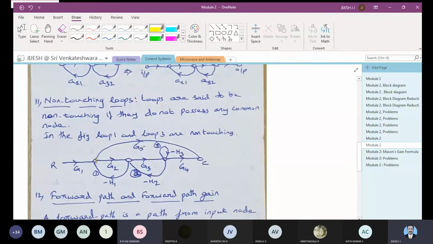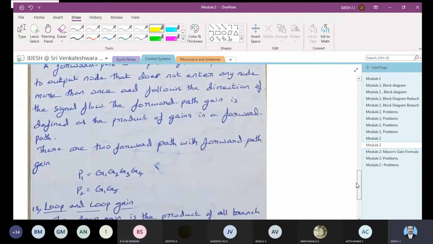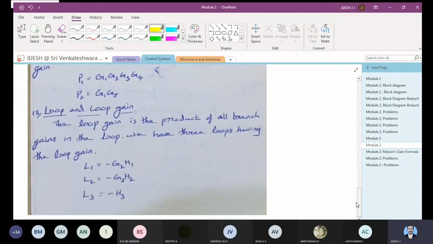G2 into minus H1, so minus G2 H1. So this is the first one. The second one is this one: minus G3 H2. That is a loop, so you have to write L1, L2 and L3. The third one will be minus H3. That is what you can see here. I have written L1 is equal to minus G2 H1, L2 is minus G3 H2 and L3 is minus H3.